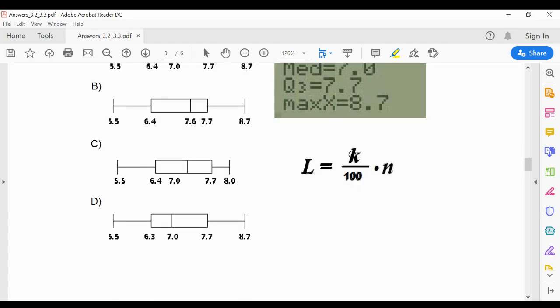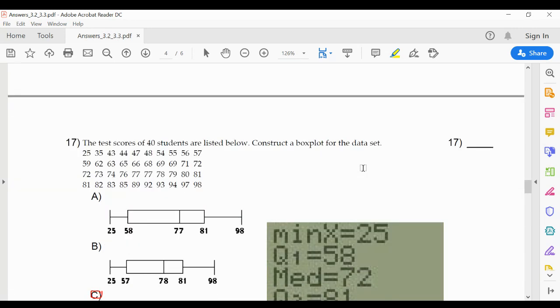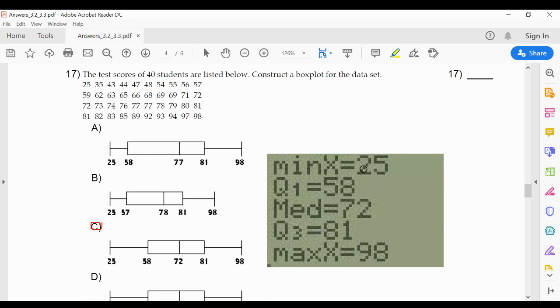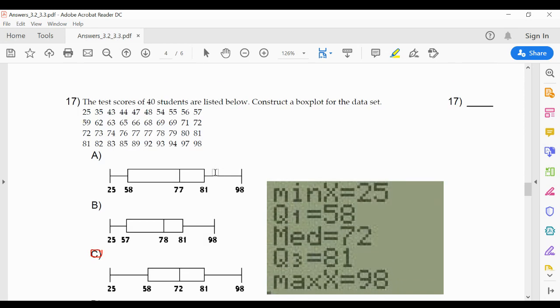Location is the percentile over 100 times how many values you have. Same thing here. Granted, there are 40 numbers. I could find the median on my own. I know the low is 25. I know the high is 98. So that's going to be pretty consistent. All these have a low of 25 and a high of 98.